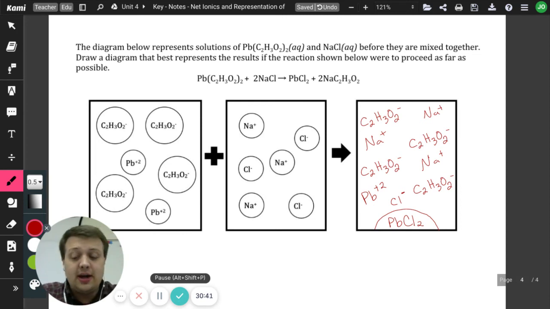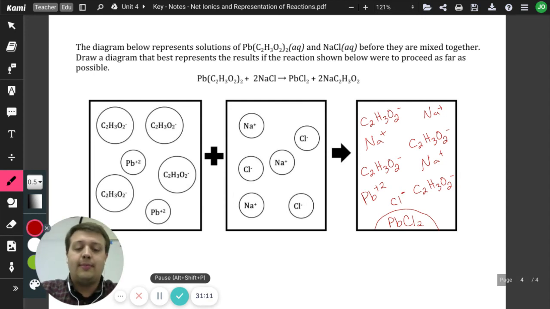So we should have ended up with 4 acetates and 3 sodium ions. And then we should also have 1 lead ion, 1 chlorine ion, and then our lead chloride at the bottom there. So how did I get to that point? Well, first off, let's remember that we do need to know what's going to be aqueous and what's not going to be aqueous, because essentially your spectator ions are going to stay towards the top of the beaker. They're going to stay in that solution.